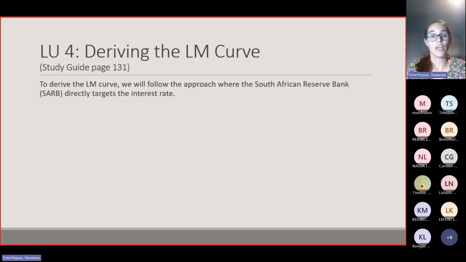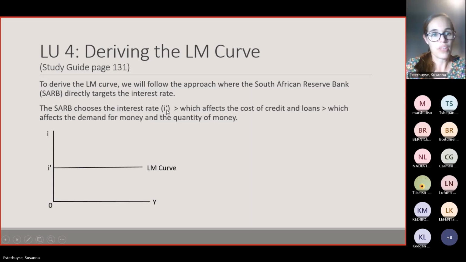Okay, so then to derive the LM curve, we will follow the approach where the South African Reserve Bank directly targets the interest rate. So in South Africa, the South African Reserve Bank chooses the interest rate. In turn, that affects the cost of credit and loans, which in turn affects the demand for money and the quantity of money.